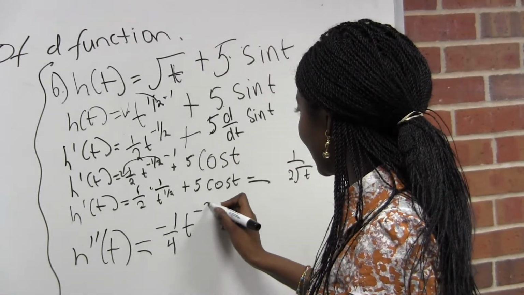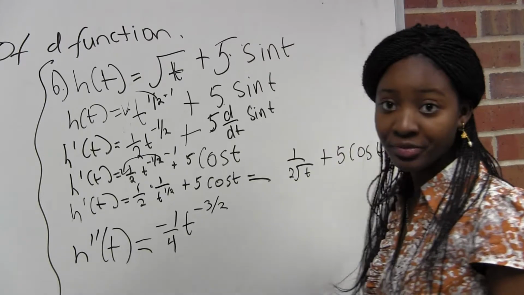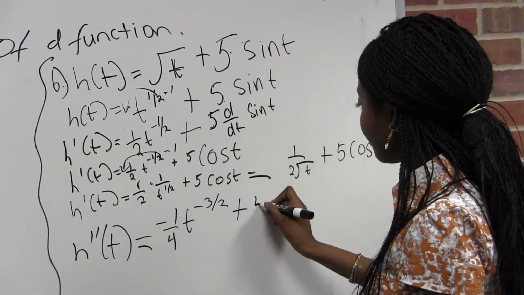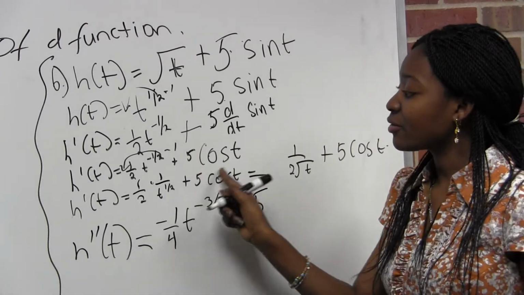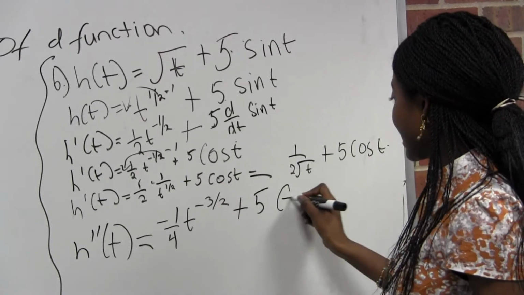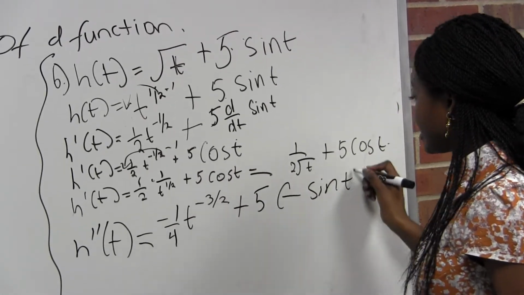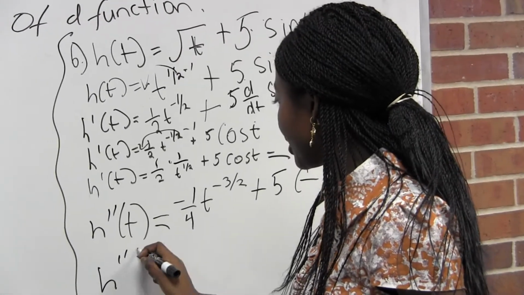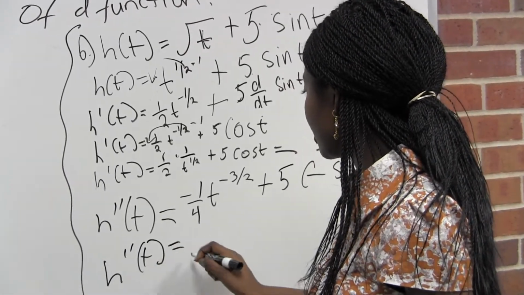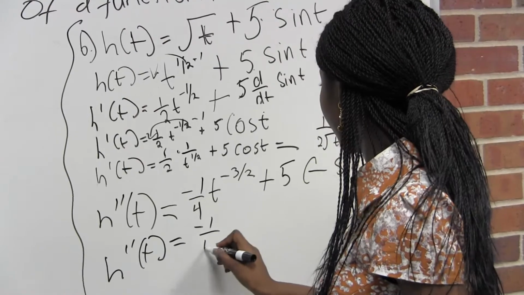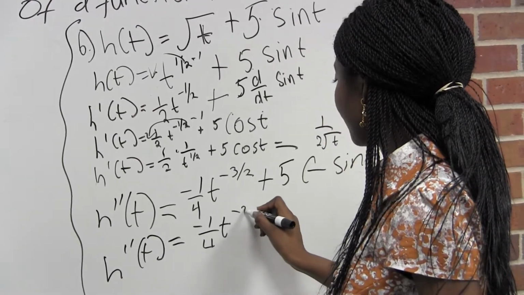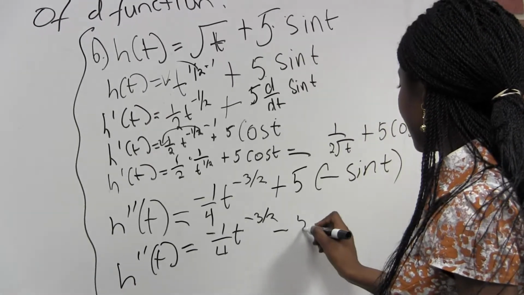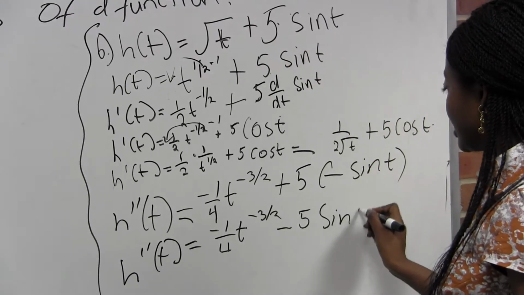T to the power of negative 3/2, right? And then I have my plus 5. Now, what is the derivative of cosine t? It's negative sine t, right? So now I'm going to have h prime of t is equal to negative 1/4 t to the power of negative 3/2, negative 5 sine t.